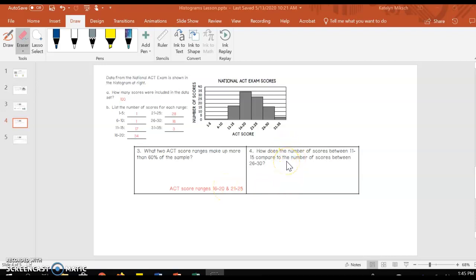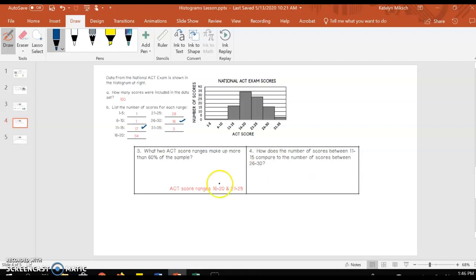Number 4, how does the number of scores between 11 and 15 compare to the number of scores between 26 and 30? So here's our 11 to 15 on the graph, and then 26 and 30. We can see that the bar is a little bit higher, and then if we look at our numbers over here, we have 11 to 15 with 17, and then 26 to 30 with 16. So there's a lot of ways we could answer this. It's an open-ended question. We could say 1 more student scored in the 11 to 15 range than the number of students that scored in the 26 to 30 range.